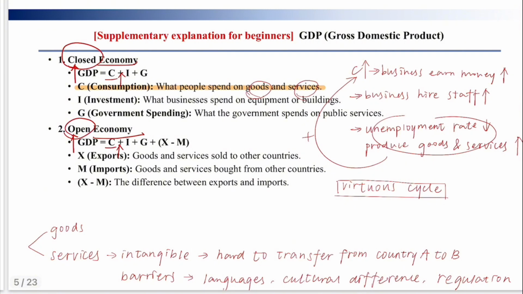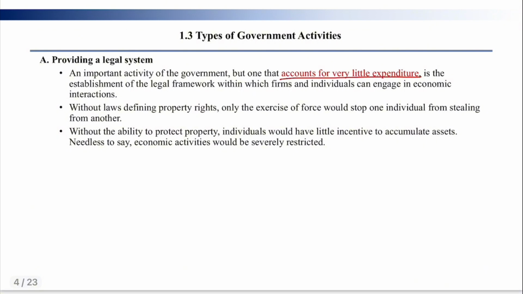And we can see that whether in a closed economy or an open economy, C and I are actually very important, especially C, which accounts for a very large proportion. And just now we said that the government has the function of providing a legal system. It will give people the motivation to consume and invest, right?